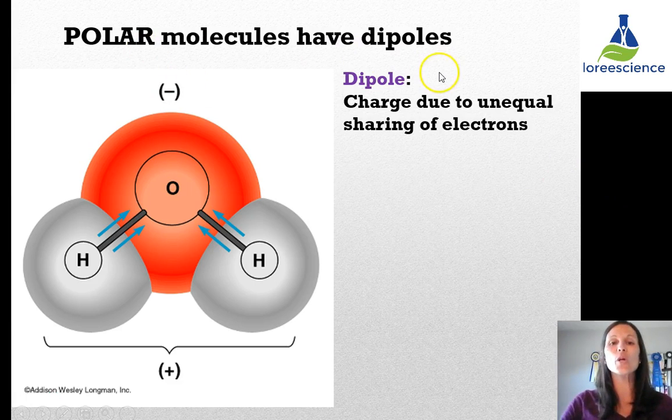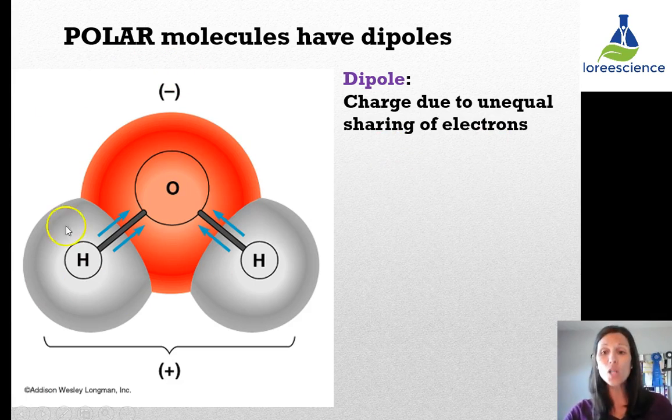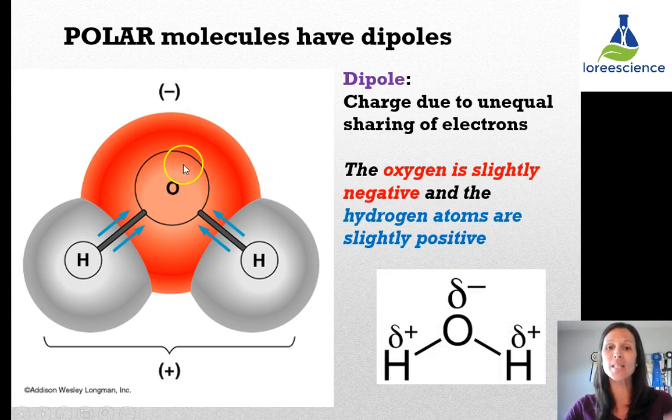So polar molecules have what are called dipoles, which is a charge due to unequal sharing. The molecule as a whole is neutral, but we can have parts that act like they're charged because electrons spend more or less time there. So for example, in this one, the oxygen is slightly negative because electrons spend more time there. The hydrogens are slightly positive, usually denoted in this format here.